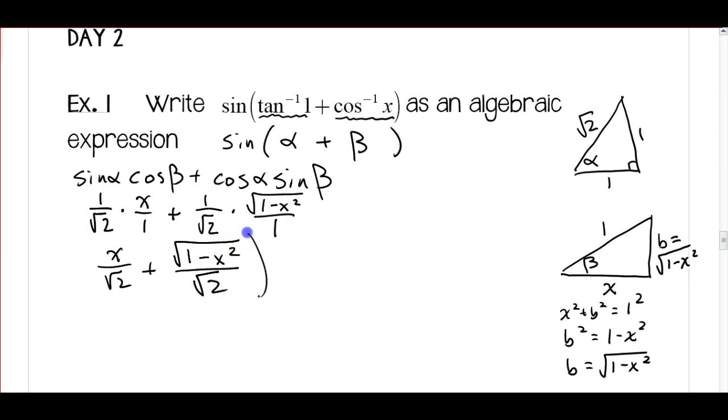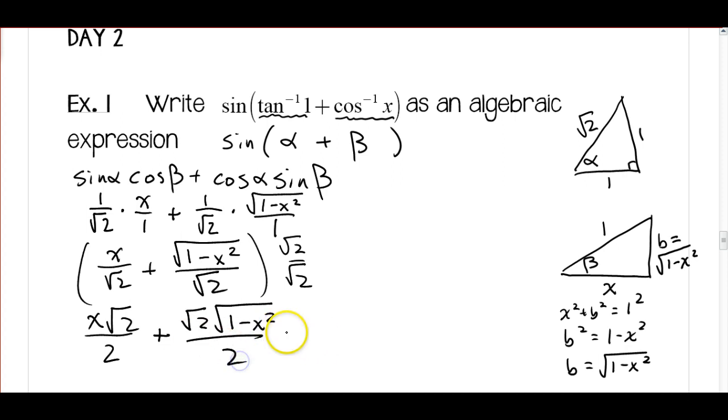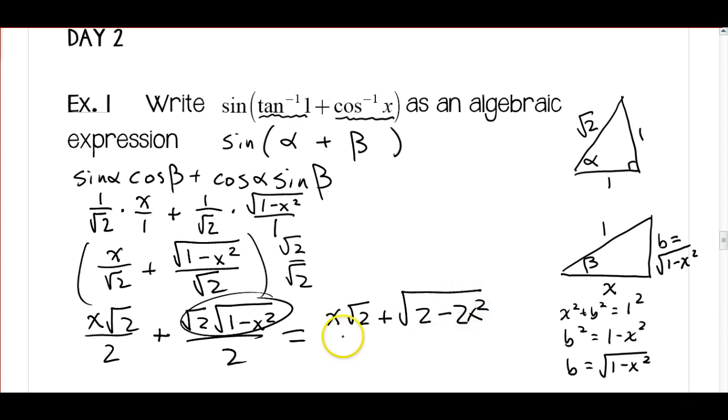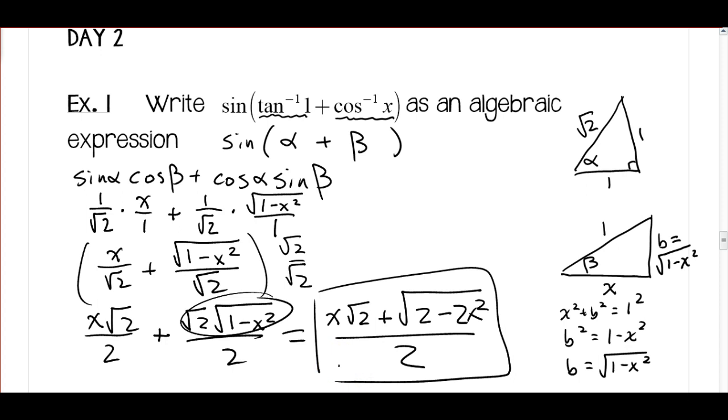And then if I rationalize this, I'm just going to multiply through by root 2 over root 2. I get x root 2 over 2 plus root 2 times the square root of 1 minus x squared over 2. And one final step, I'm going to combine these together: x root 2 plus the square root of 2 minus 2x squared, all over 2. So kind of a messy answer, but that's what it does turn out to be.